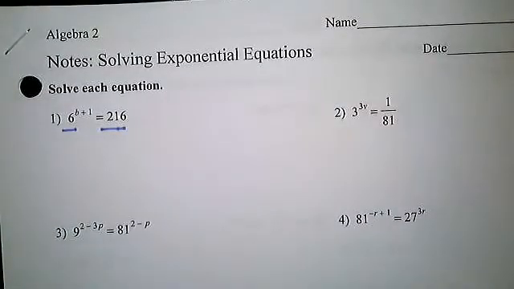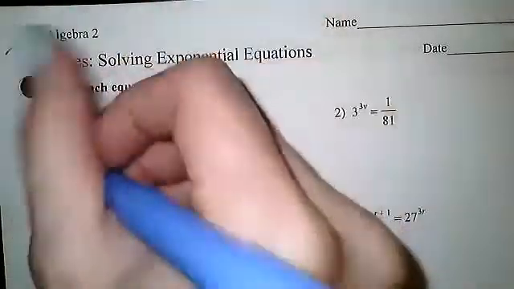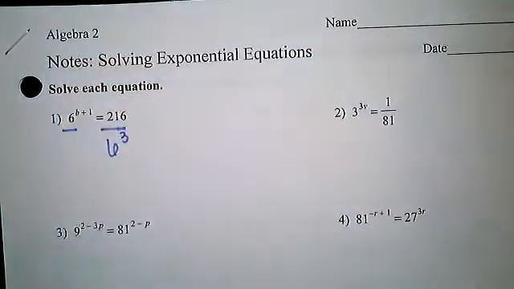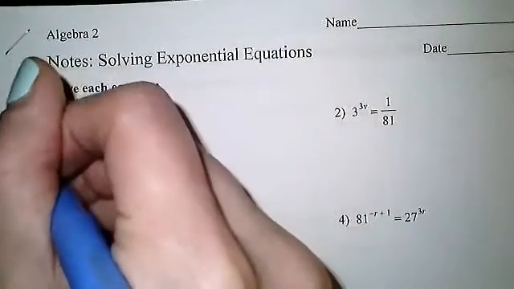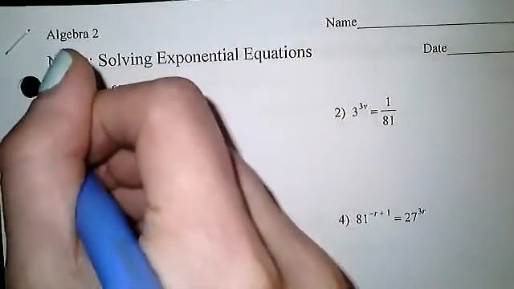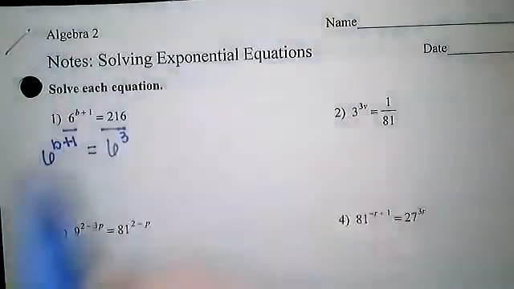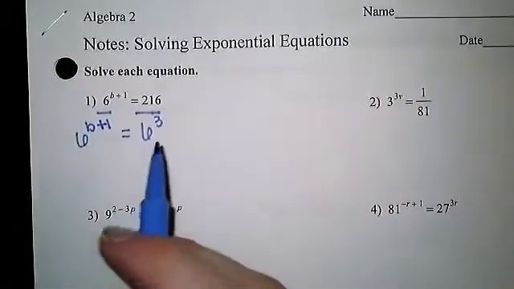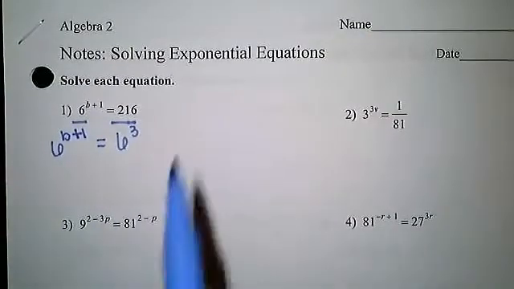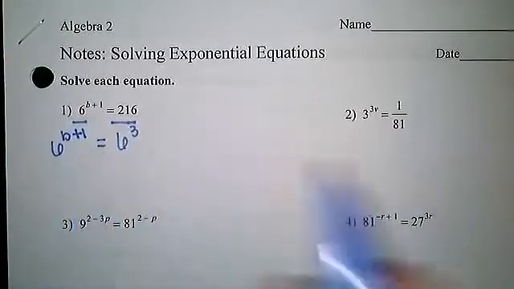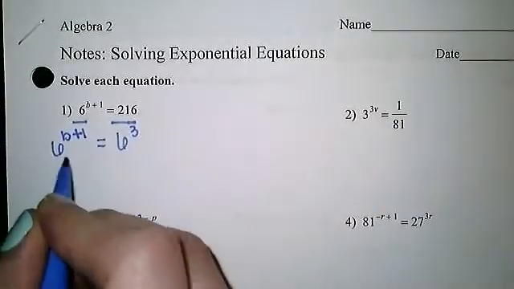So we're going to rewrite 216 as 6 to the third power. So we're rewriting the bigger number as a power of the smaller number. And then we're going to keep the side that has the smaller number already the same. So for properties of exponents, when you have the same base, and they're both the same number, you can set the exponents equal to each other.